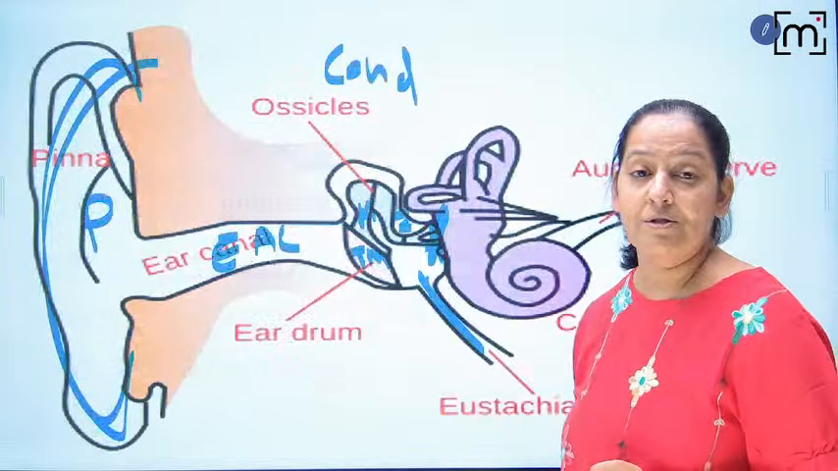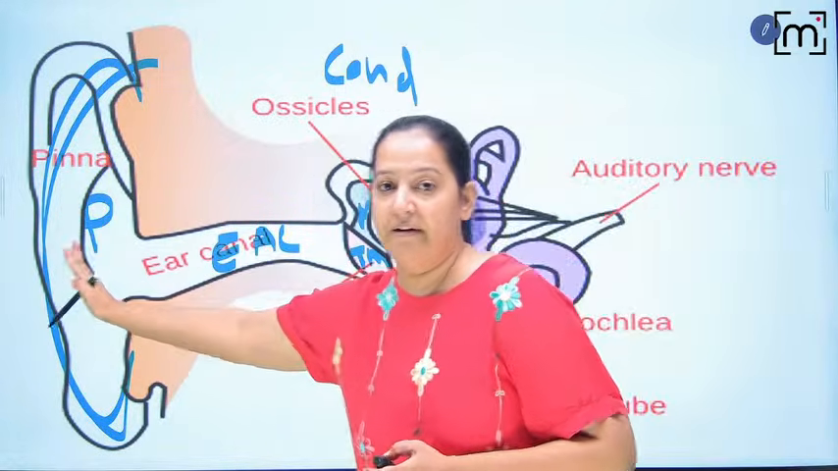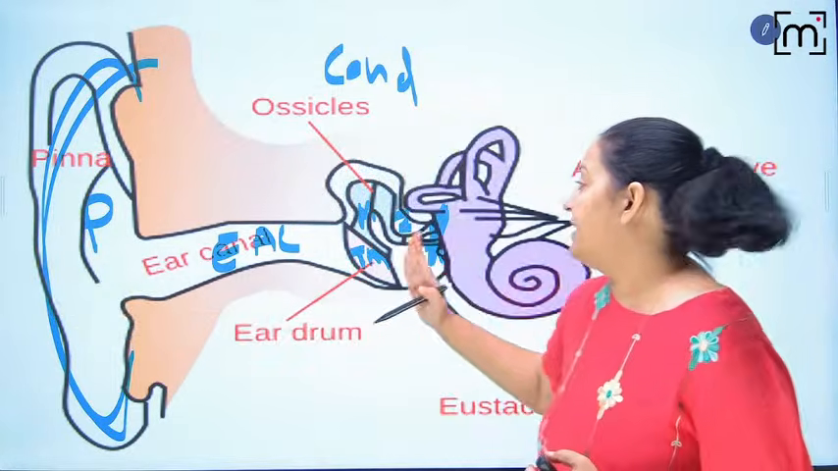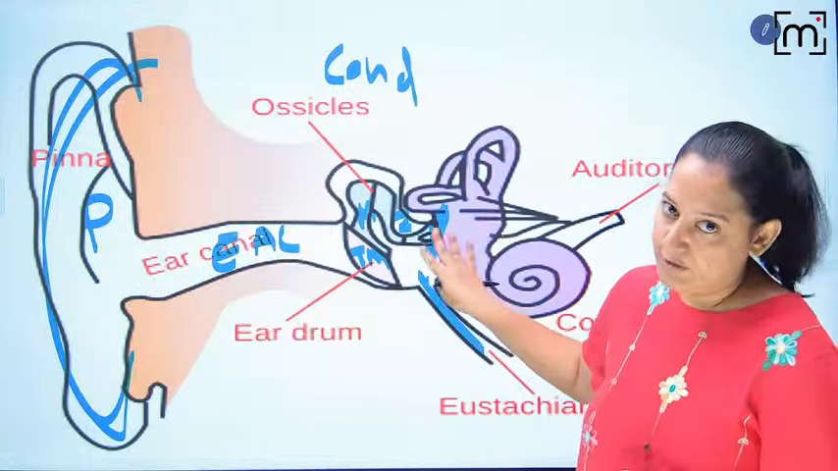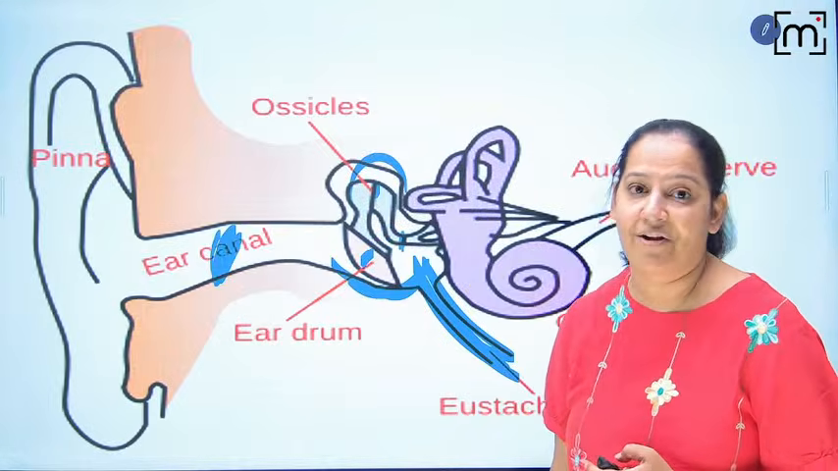So these are the causes of conductive hearing loss. Conductive hearing loss lies from here till here, that is from the pinna till the stapediovestibular junction. It includes the external ear and the middle ear, and all these causes in the external and middle ear. That is conductive hearing loss.